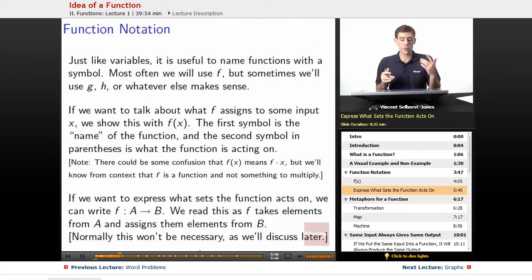If we want to express what sets the function acts on, we can write f colon A arrow B. So what this says is f goes from A to B. It takes elements from A, our first set, and then it assigns them elements from B. Normally, it won't be necessary for us in this course, and probably for the next couple of years, to name the sets that our function is working on. But why that is, we'll discuss later. It's going to be pretty simple, but we'll discuss it when we get to it.